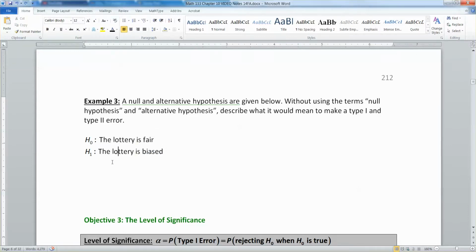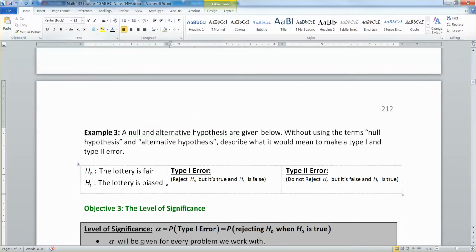All right, so let's think about an example that's a little bit less fraught, since obviously, murder convictions is kind of a scary thing. So let's talk about a lottery. So if you have a null and alternative hypothesis given below, which is when you go to take a lottery, you assume that the lottery is fair. And the alternative to that is the lottery is biased. So we're supposed to describe what it would mean to take a type 1 and type 2 error in this situation. So let me add in something real quick.